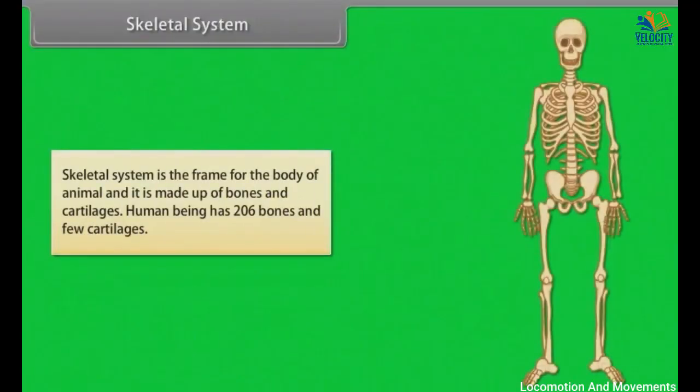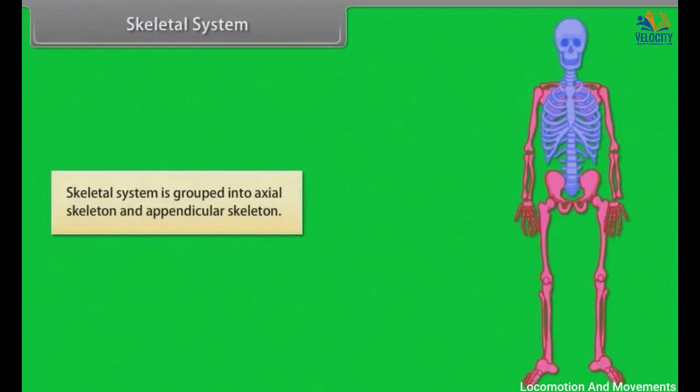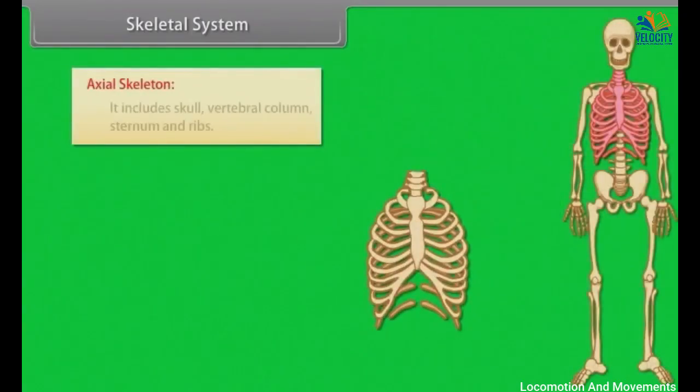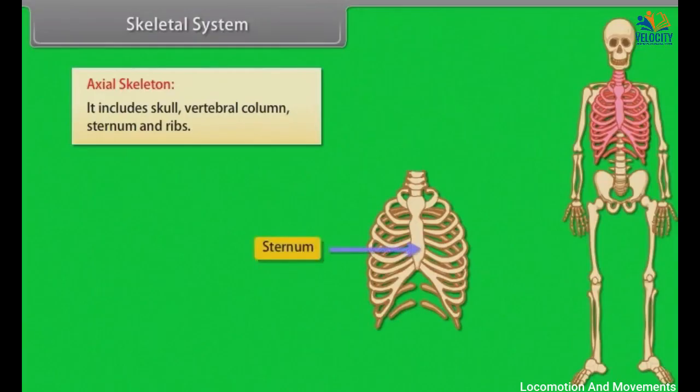Skeletal system. Skeletal system is the frame for the body of animals, and it is made up of bones and cartilages. Human beings have 206 bones and a few cartilages. Skeletal system is grouped into axial skeleton and appendicular skeleton. Axial skeleton. It includes skull, vertebral column, sternum and ribs.